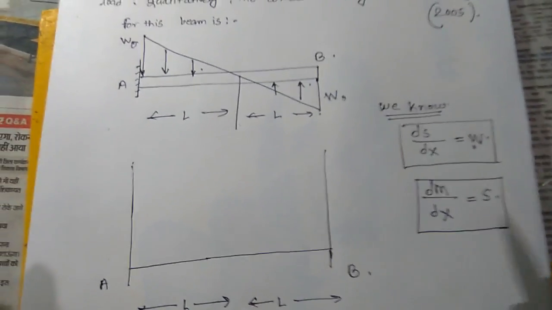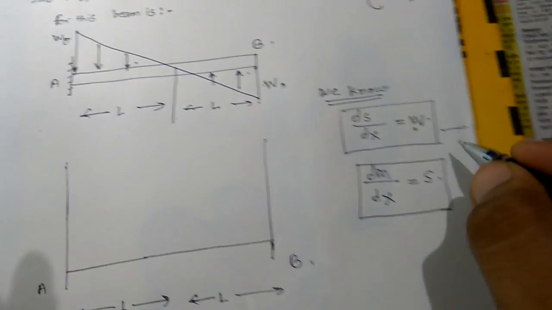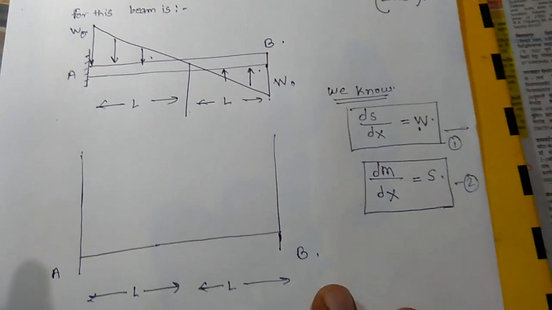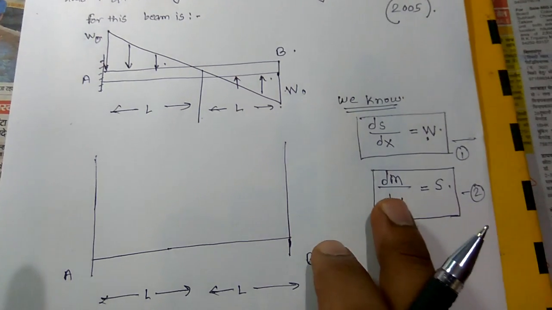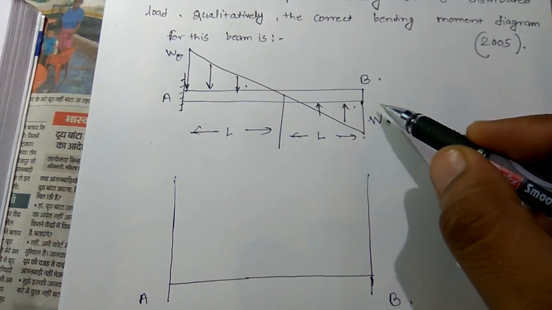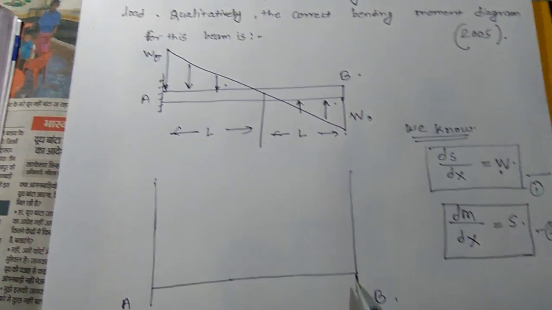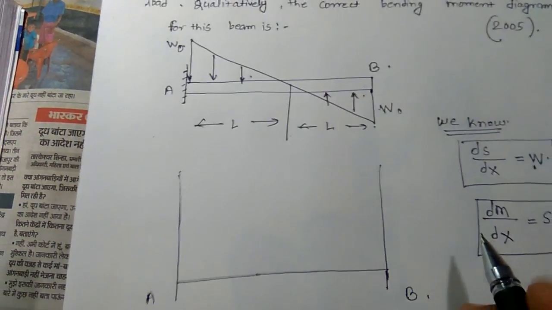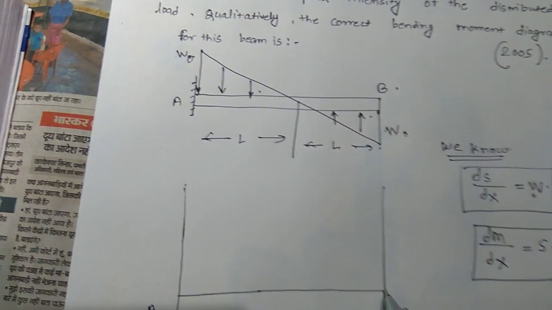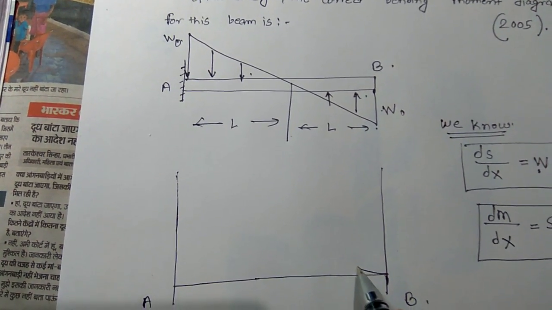So according to the equations, suppose we take equation 1 and equation 2. In equation 2, the slope of the bending moment diagram equals the shear force. At point B there is no shear force, so the slope of the bending moment diagram becomes 0. If we draw the bending moment diagram, the slope of the bending moment diagram is 0.